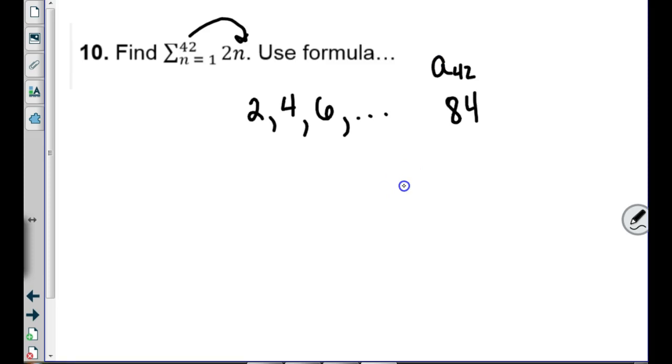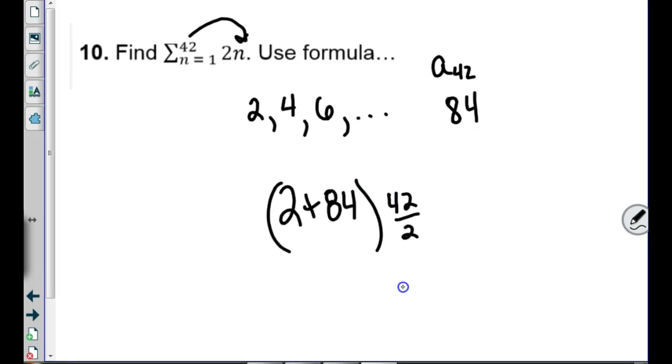So the 42nd term is 84. So if we wanted to do it like we were doing earlier, the first term plus the last term, how many terms were we adding up? 42 divided by 2. You can use the summation symbol on your calculator. I'm not going to stop you. But I got 86 times 21. 1806. Anybody do it the other way and get 1806? Or did I do something wrong? Nobody? 1806?